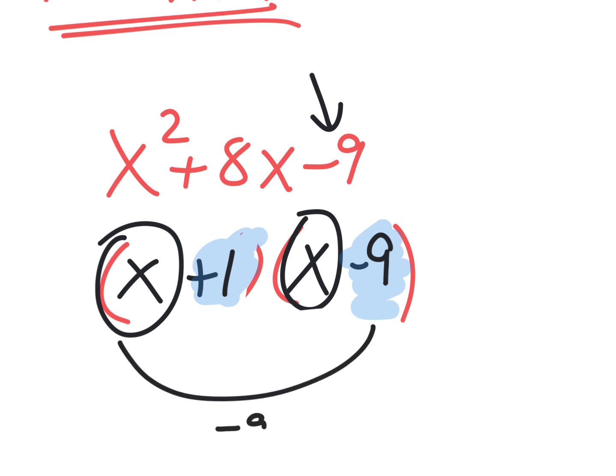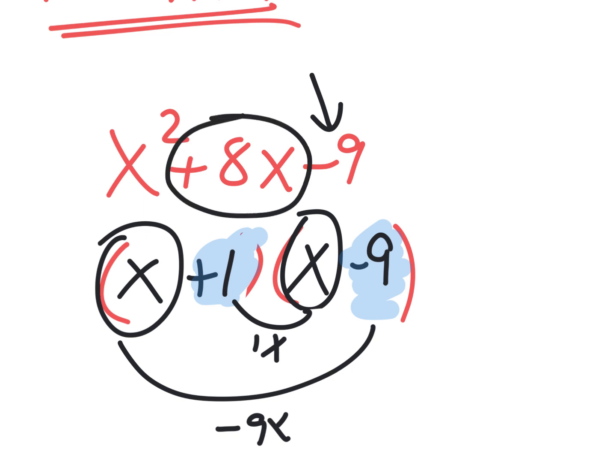because this would be negative 9x and this would be positive 1x. And you're right, that would make negative 8x. We wanted positive 8x. Whenever you get the opposite of what you want, you switch the signs around. So then this becomes the plus 9 and this becomes the minus 1. Okay. That's factoring. So critical.